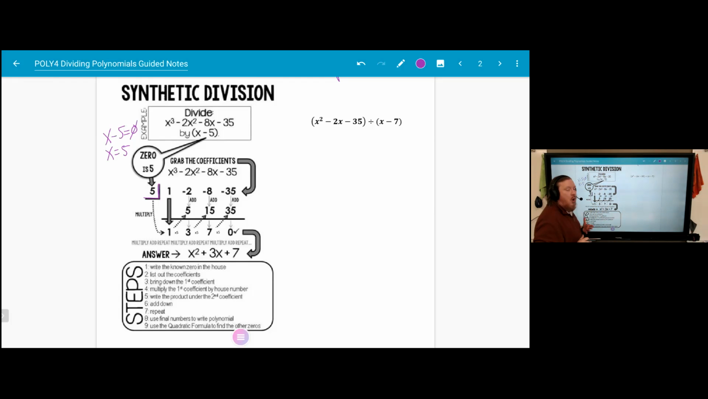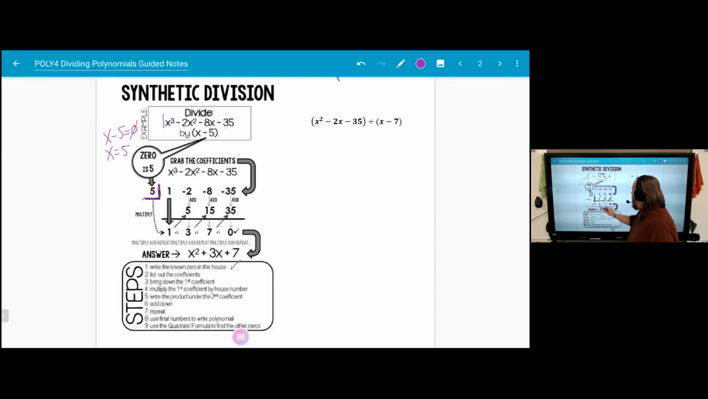Now I'm going to take the coefficients of the polynomial that I'm dividing. I have 1x cubed, negative 2x squared, minus 8x, minus 35. This is very important: you put things in standard form, or else these coefficients won't make any sense and this won't work. Also, let's say we are missing one. Let's say this is like 1x cubed minus 8x minus 35. If there's one missing, you have to put a 0. Let's say x squared was missing. You have to put a 0 in for that as a placeholder. So write the known 0 in the house. We're calling this little guy up here the house.